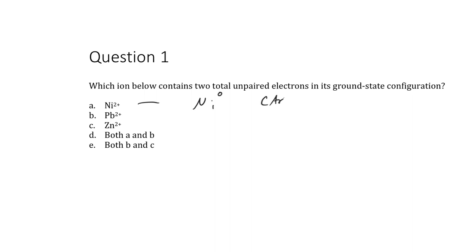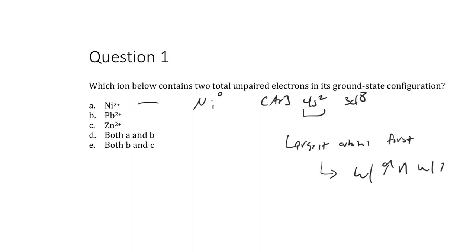So nickel would be an argon 4s2, 3d8. And we take the electrons away from the largest orbital first. The largest orbital is the orbital with the highest n value, with the highest L value. So highest n with the highest L. Highest n is 4, so we take those 4s2 away, and we get a 3d8 for nickel 2+. In 3d8, 1, 2, 3, 4, 5, 1, 2, 3, 4, 5, 6, 7, 8, there are 2 unpaired electrons.